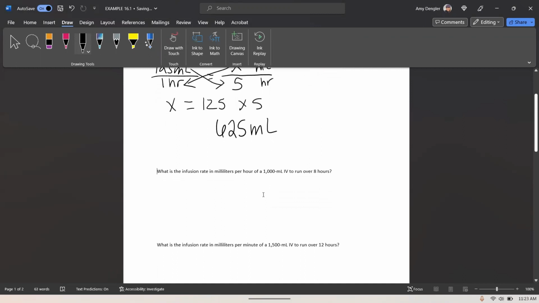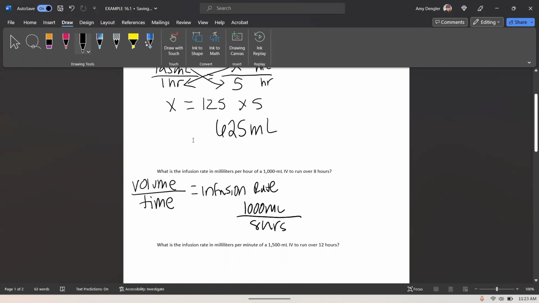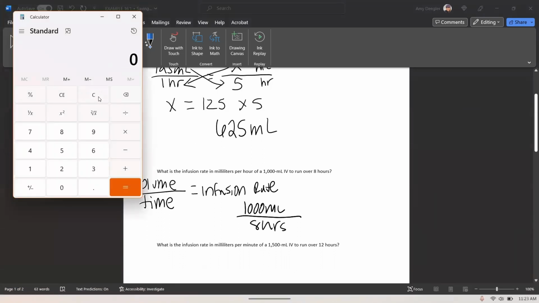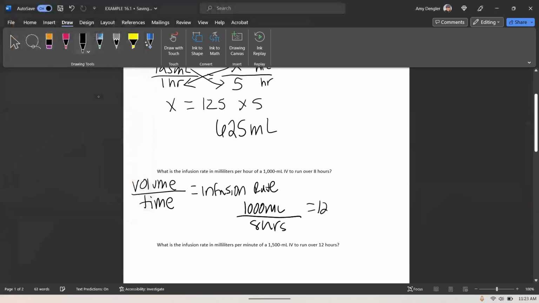Now, what is the infusion rate in milliliters per hour of a 1,000 ml IV to run over 8 hours? Remember, infusion rate is volume over time. Our volume is 1,000 milliliters and our time is 8 hours. So just do 1,000 divided by 8, which is 125 milliliters per hour.